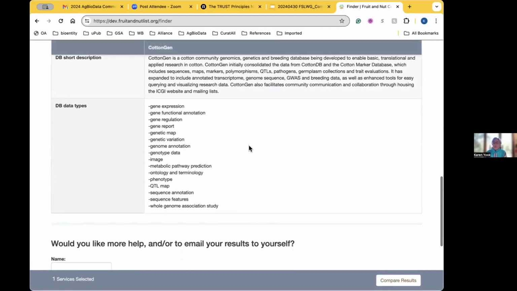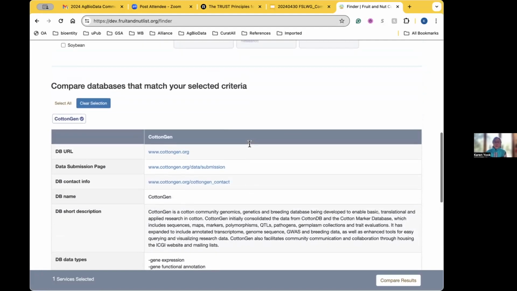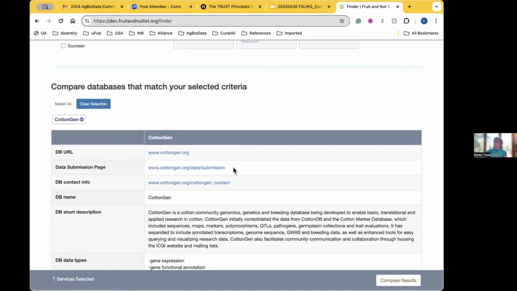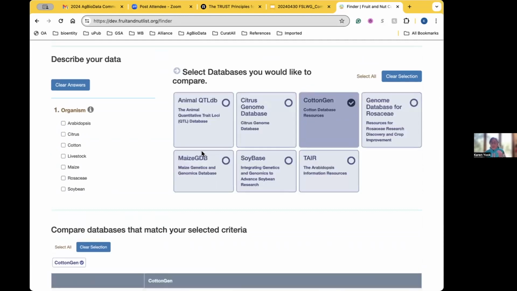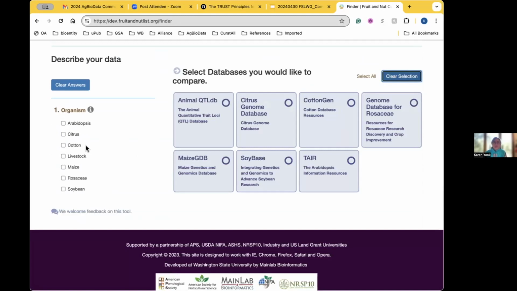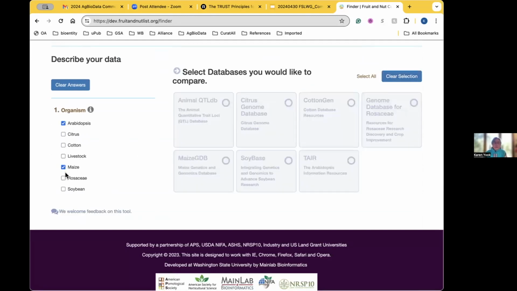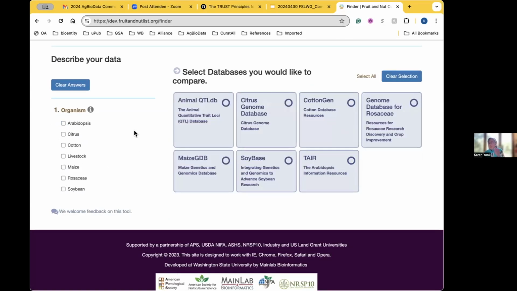And we made short descriptions for everybody, and also a list of the data types that they house. We also will need a separate section for the data types that they allow submissions for, or where they take the data type from, so people will know. We give the submission page, so people easily can go there and look up what the database has for that, and a contact page, etc. So for cotton, in this case, it looks pretty easy, because there's only one.